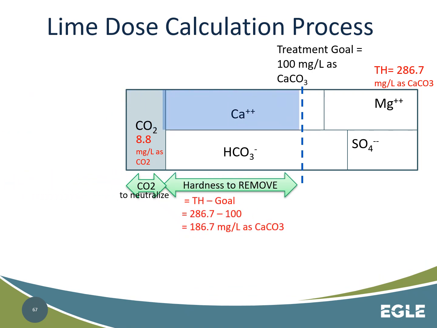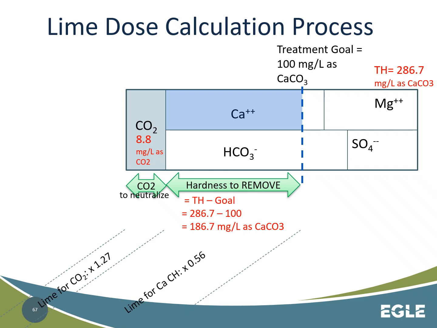Now we need to know how much hardness to remove. We know our total hardness is the sum of calcium and magnesium in common units, which comes to 286.7 milligrams per liter as calcium carbonate. We calculate the hardness we want to remove as the total hardness minus our target hardness, which gives us 186.7 milligrams per liter as calcium carbonate to remove. We can also see in our bar chart that after we neutralize CO2, all the hardness we are taking out of the water is calcium carbonate hardness.